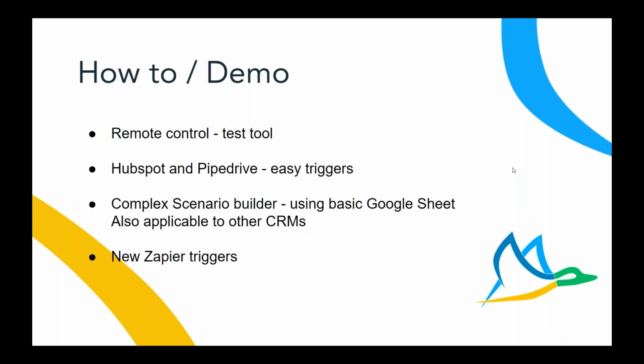I'm going to show you the remote control test tool. We're going to show you the Pipedrive and HubSpot easy triggers, if you like, and a slightly more complex scenario builder using a basic Google Sheet, showing you how to trigger things. That's also completely applicable to other CRMs. It's impossible to cover them all in one webinar, but I thought I'd start with a Google Sheet, and then if people have questions further on relating to specific CRMs, we can hopefully cover them then.